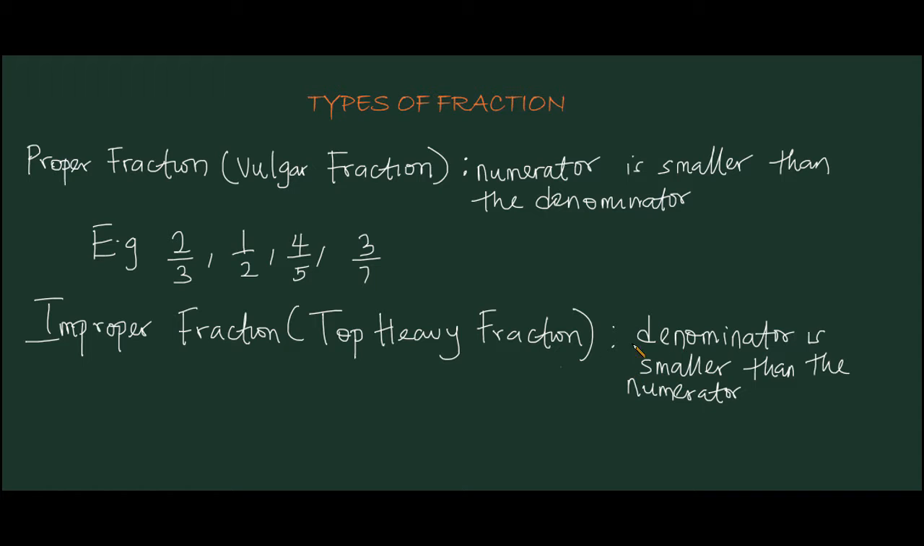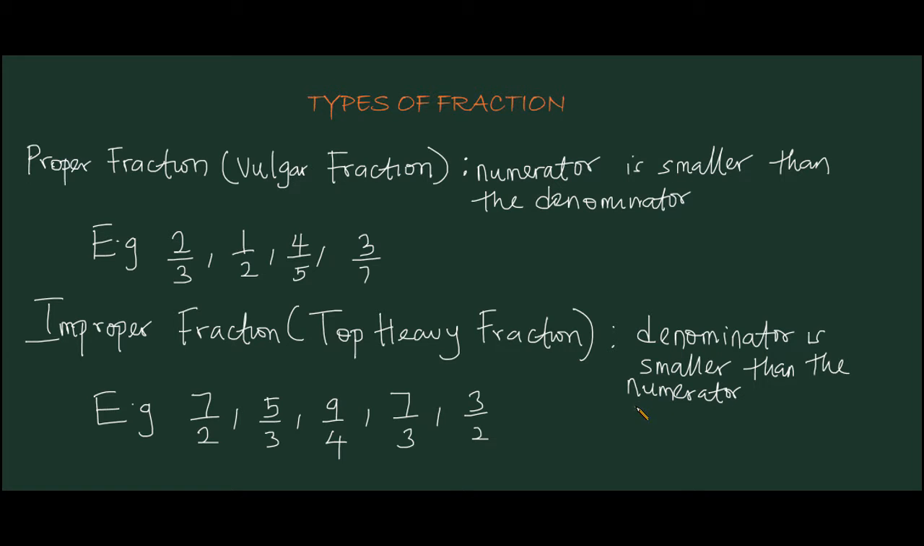And we can look at some examples. For example, we have 7 over 2, 5 over 3, 9 over 4. I could also pick some examples from here. I'll just do the reverse of the examples of proper fraction: 7 over 3, 3 over 2, and it goes on like that. So we can say the denominator is smaller than the numerator.